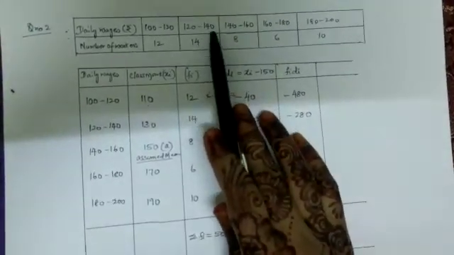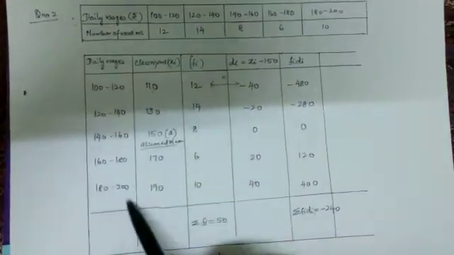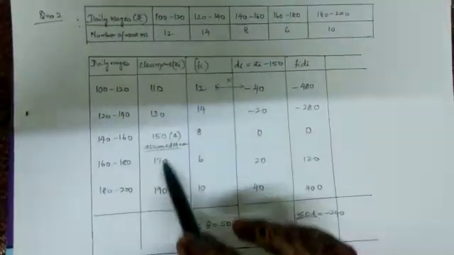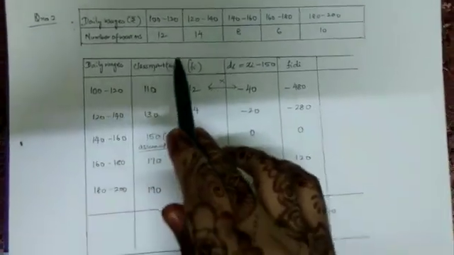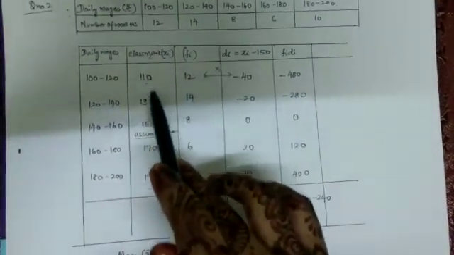So let's start as usual. Class interval will go here, and class mark. Again I am repeating the formula: lower limit plus upper limit divided by 2 will give you the class mark. So I found that.